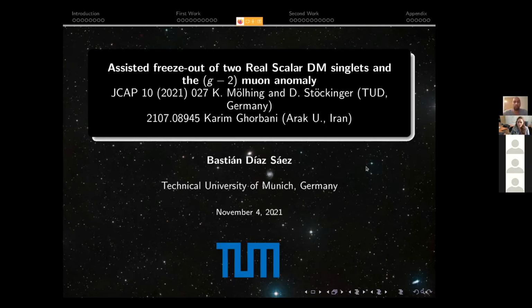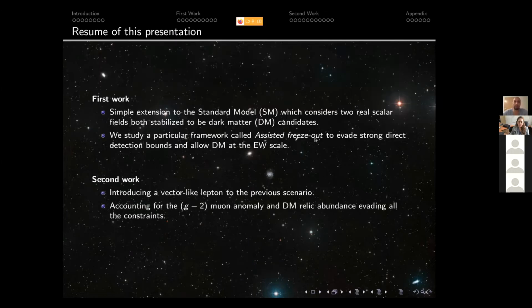So I'm going to talk about two works, basically. As you can read, this is the title: Assisted freeze-out of two real scalar dark matter singlets and the G-2 muon anomaly. This presentation is based on two works. The first one was made with Kilian Muon and Dominik Stockinger from Dresden. The second part is about the work that I did with my colleague Karim Gurbani from Arak University from Iran. If you have any question or comment, please just interrupt me at any moment.